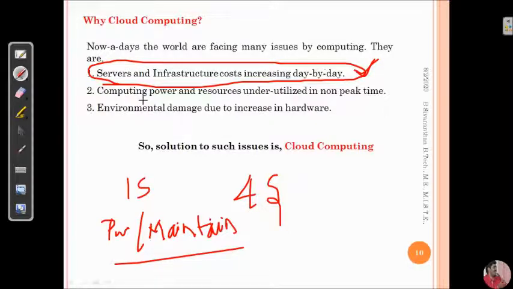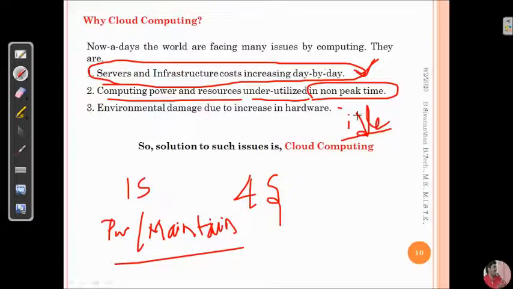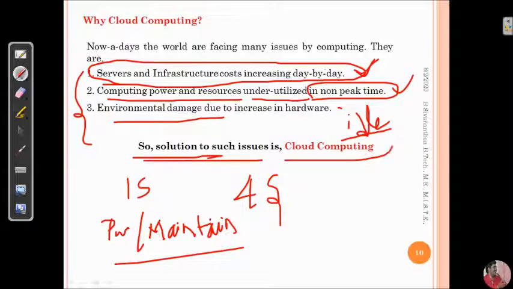As I said earlier, in non-peak time, those computing resources will be underutilized. They can be put in an idle position. So this is another disadvantage of traditional computing. And the last one is environmental damage due to the increase in hardware. So these three are the main disadvantages in traditional computing. The solution to such issues is cloud computing.